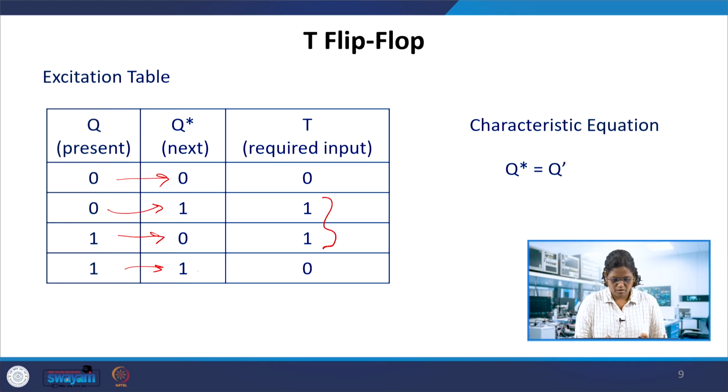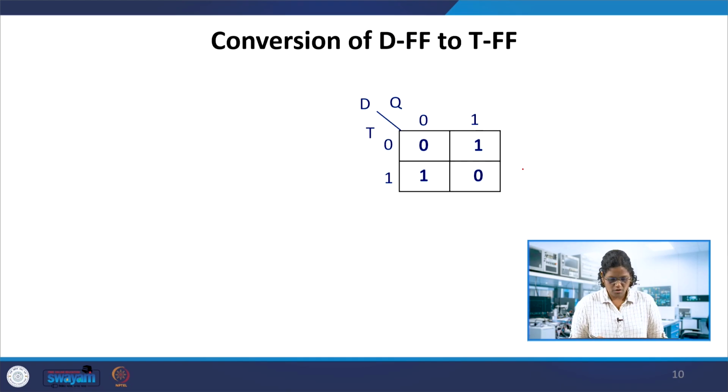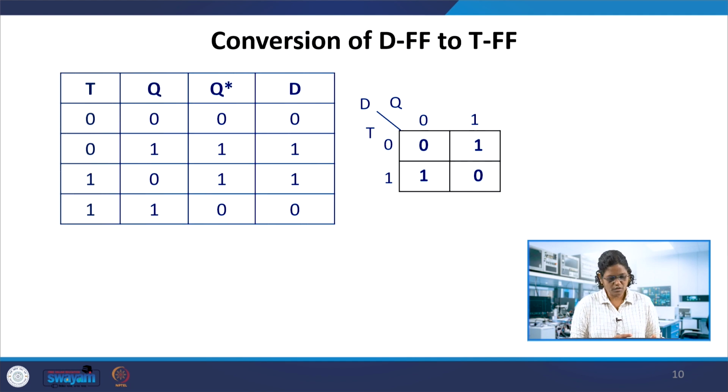So whenever toggle is 1, then it is getting complemented, as in the characteristic equations which I have given. So based on this, how do we convert this? Suppose we already have the D flip-flop modules. All the D flip-flops we have coded in Verilog: D flip-flop with asynchronous reset, D flip-flop with synchronous reset. So can we use that D flip-flop as a T flip-flop and design some other sequential circuits?